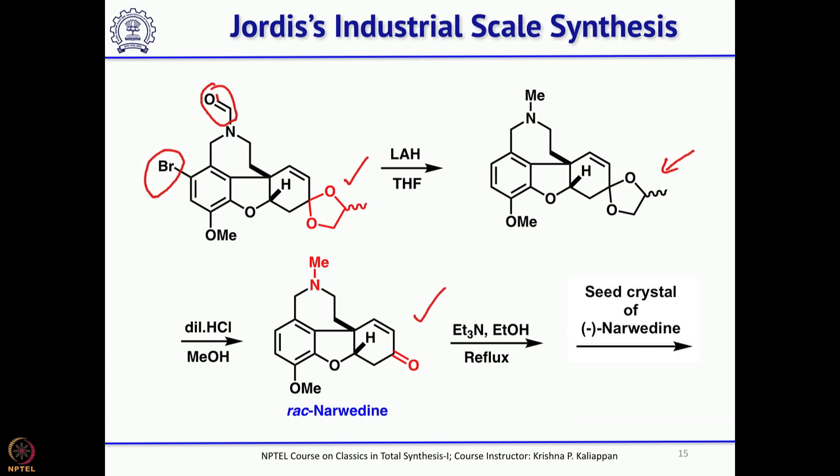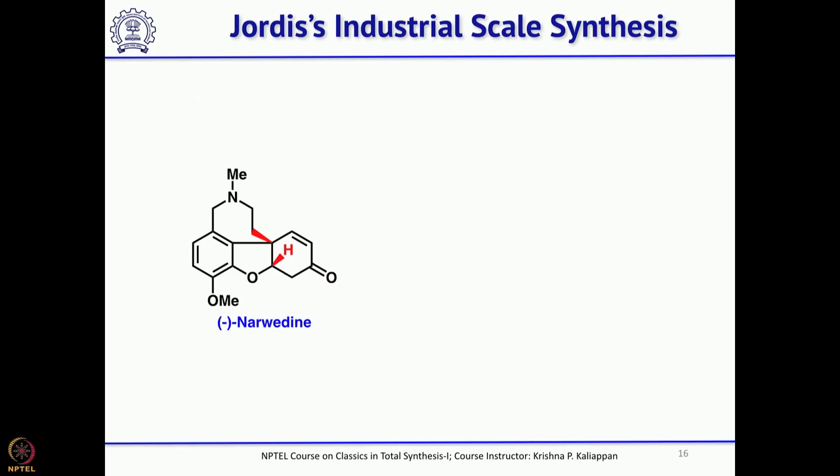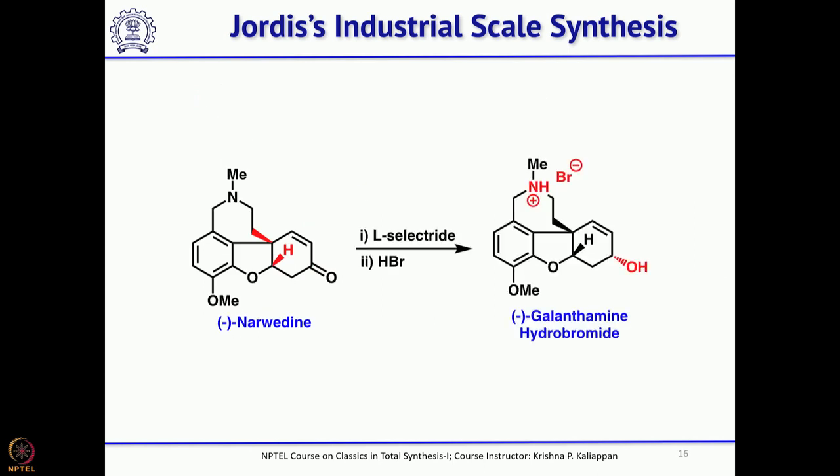So this is a very interesting process, and they have done this on a 70 kilo scale to get the naturally occurring galanthamine. Once they formed this norvadine on a 70 kg scale, they only had to reduce the alpha, beta unsaturated ketone. That was done with L-selectride to get galanthamine hydrobromide. After reduction, they use HBr so that it is good to isolate the galanthamine as its HBr salt.